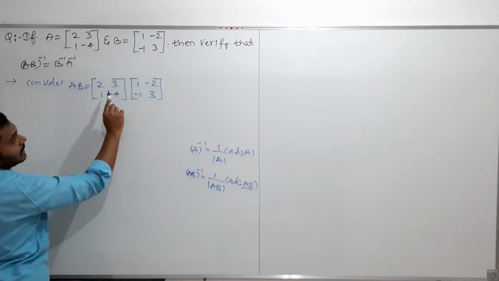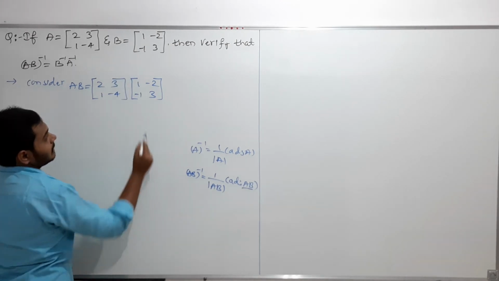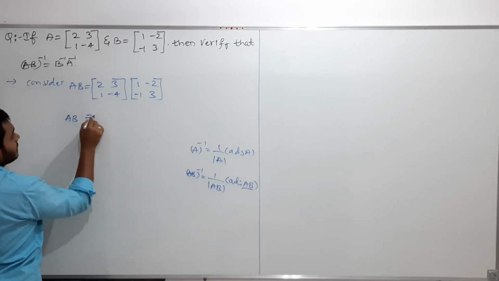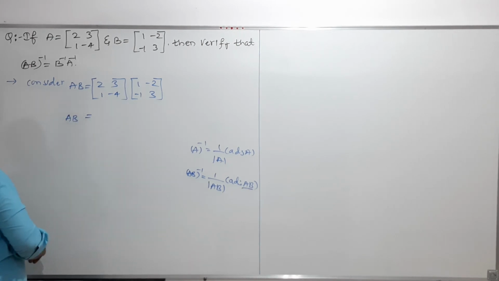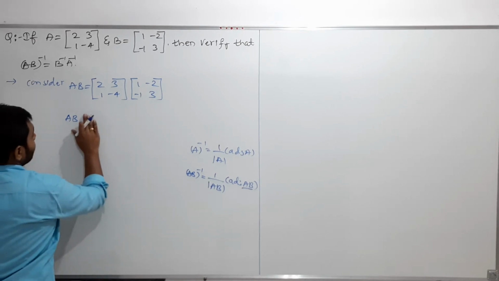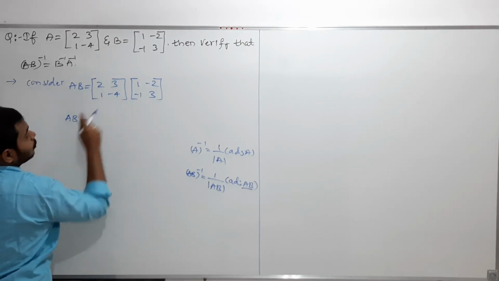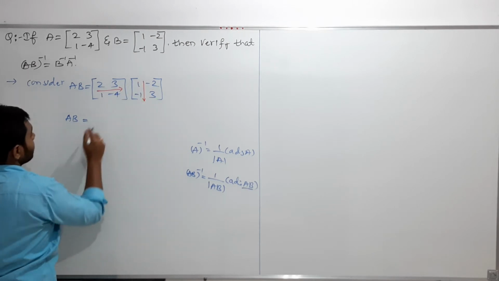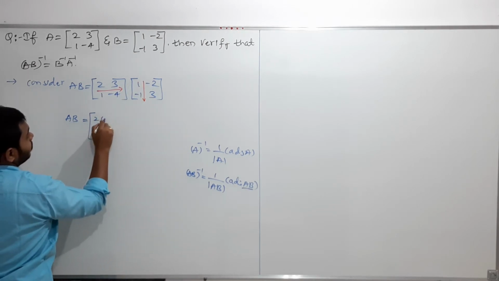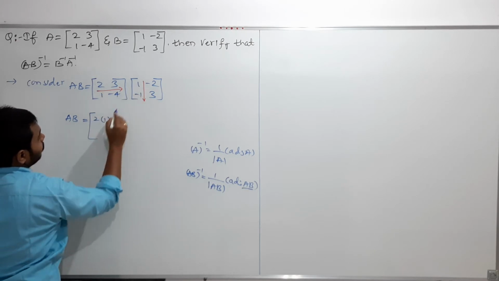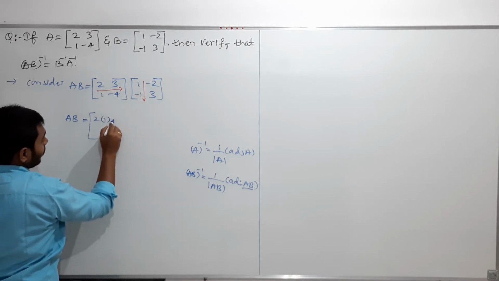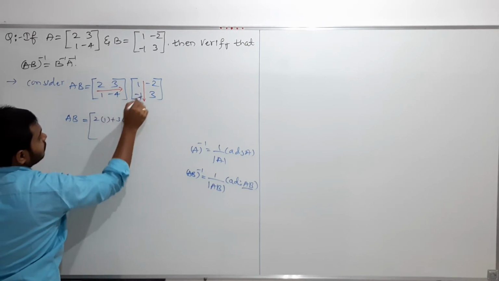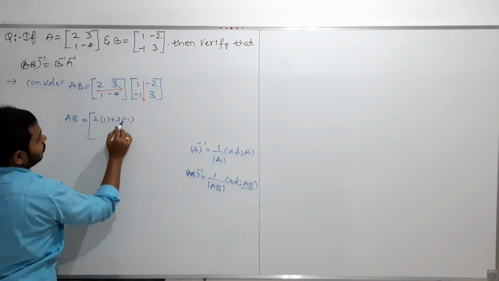AB means we should multiply these two matrices. Multiplication I already told you. How to multiply these two matrices? AB is equal to, row by column. First row, first column: 2 into 1 plus 3 into minus 1.